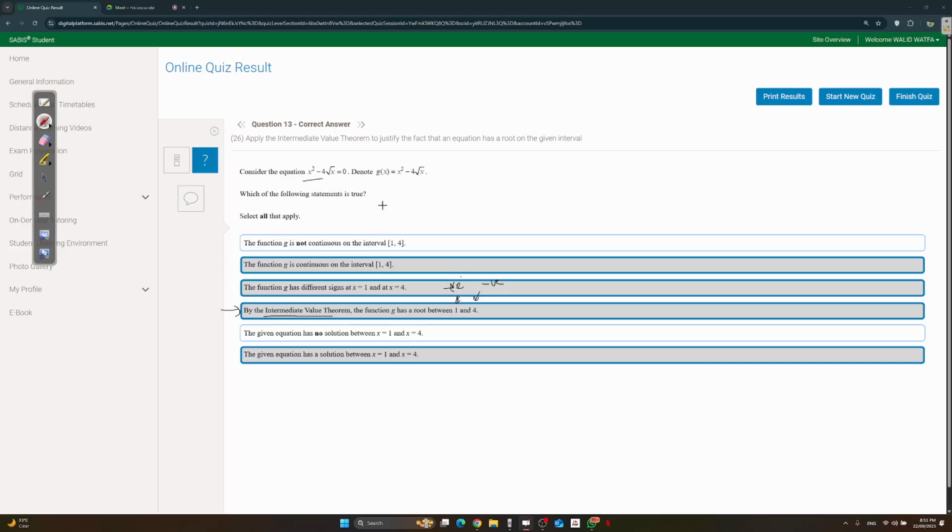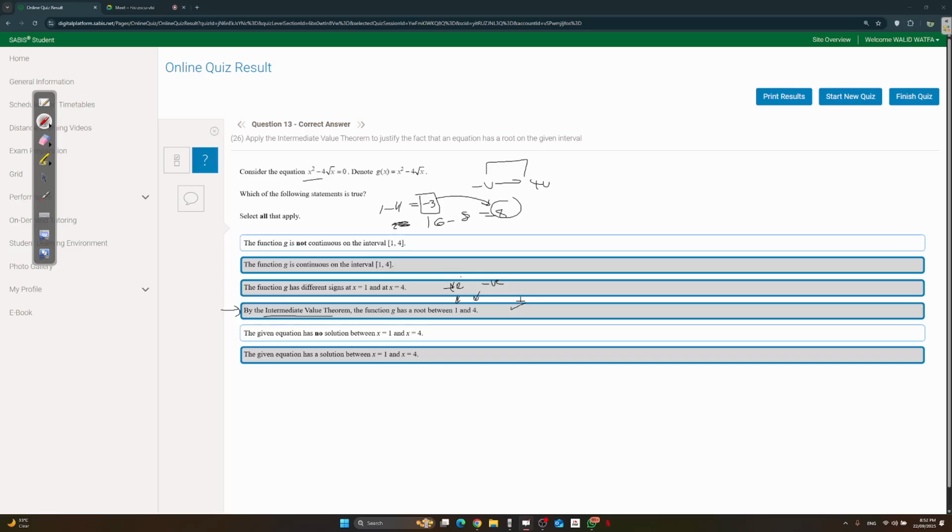So let's take a look at this. Substituting 1 will get you 1 minus 4, which is -3. Substituting 4 will get you 16 minus 4 root 4, so minus 8, so 8. So you went from a -3 to 8. You went from negative to positive. Doesn't that mean there exists a root between them? Yes. So this is why, by the intermediate value theorem, there is a root.